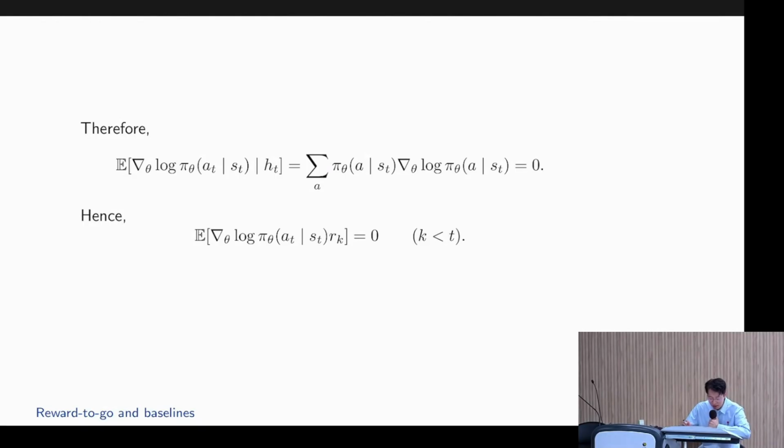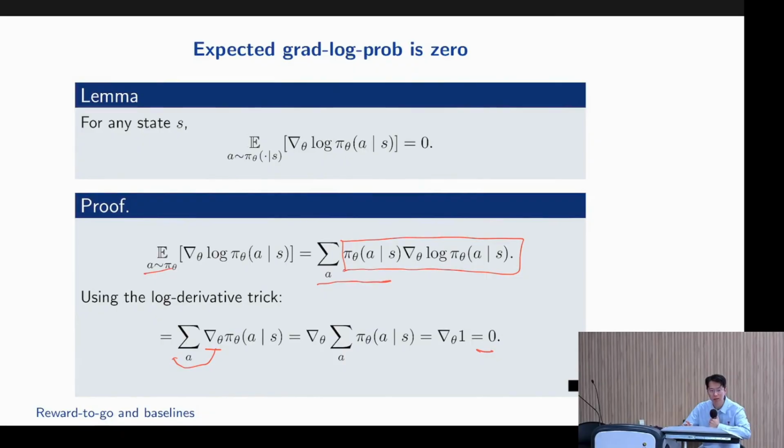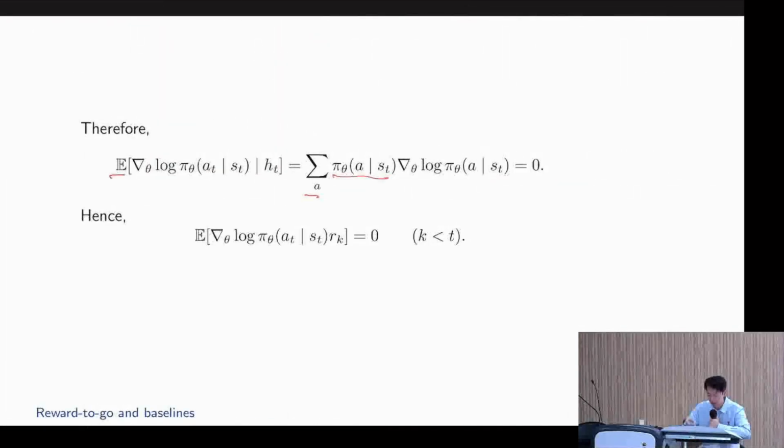Okay, so let's unpack this a little bit. The inner expectation, I'm just going to rewrite the expectation: sum over A weighted by the distribution of the action, gradient log probability, and that's 0 by the EGLP lemma. So the expectation of the gradient log action probability weighted by some reward that happened before this action is all 0.